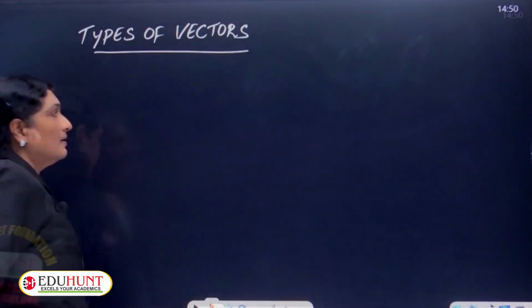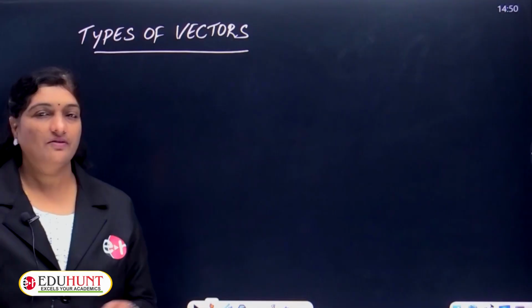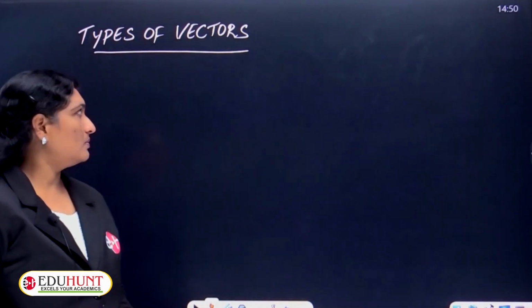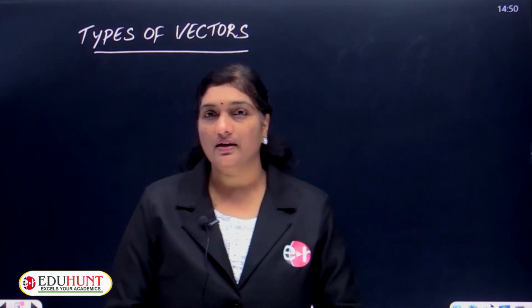In today's class, let us discuss a very important topic in vectors, that is types of vectors. So here we go with the types of vectors. Let us discuss in detail the types of vectors one after the other. First one, it's all about equal vectors. When do you say that two vectors are equal, children?